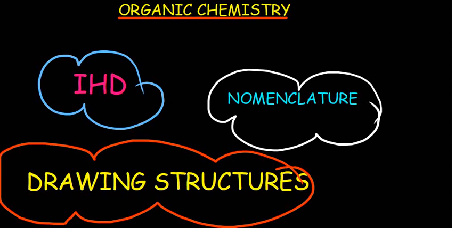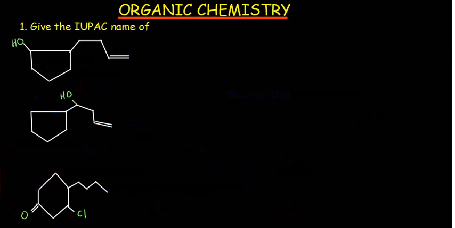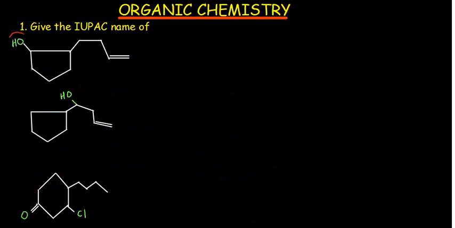We're going to go over the nomenclature and also drawing of organic structures and also how to calculate the IHD. Starting with the first one here, give the IUPAC names of these compounds. First thing that we do is identify the functional groups present. Here we've got an OH functional group, that is a hydroxyl, showing an alcohol.